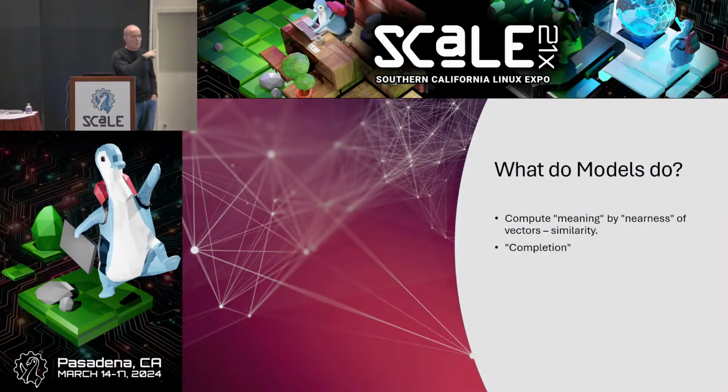So I said models do stuff. What do models do exactly? They compute, in the embedding portion of the show, a meaning or nearness by applying a vector similarity. There is no AI, only math. Vector similarity can be computed. It produces a number. That number is higher when the vectors are near each other, whatever near means, and lower when the vectors are farther away.